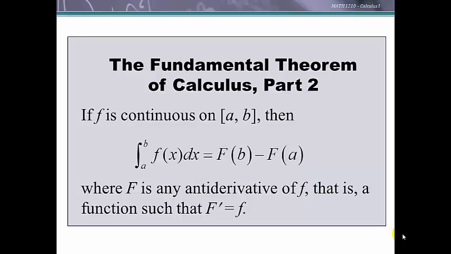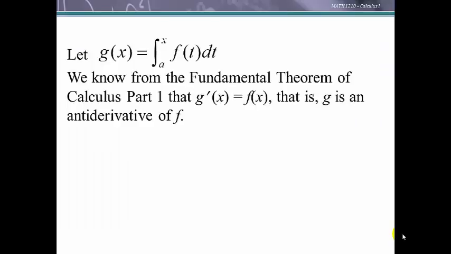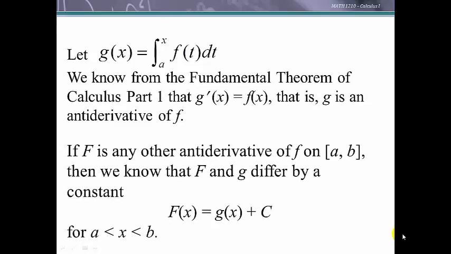Let's go ahead and look at the proof. Let's start with g of x equals the integral from a to x of f of t dt. We know from the fundamental theorem of calculus part 1 that if we took a derivative here, we would get f of x. So g is an antiderivative of f. So if capital F is any other antiderivative of f on the closed interval from a to b, then we know that capital F and g must differ just by a constant because they are both antiderivatives. So we know that capital F of x would equal g of x plus c.